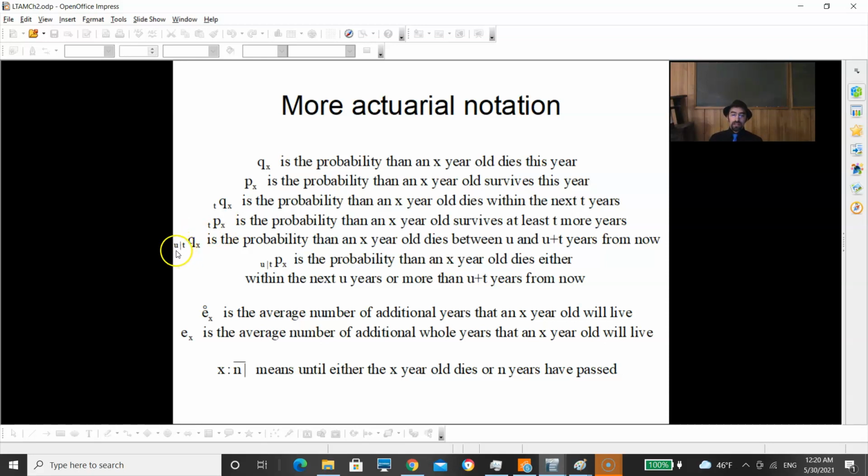What about this little vertical line here? That's called a deferred period, or deferral period. I would vocalize this as tQx deferred U years. That's the probability that an X-year-old dies in a T-year window, but not the immediate T-year window. A T-year window that starts U years from now. Probability that an X-year-old dies between U and U plus T years from now. And of course, if you replace the Q with a P, then instead of dying in that window, it's not dying in exactly that window. Either dying before, within the next U years, or after, more than U plus T years from now.